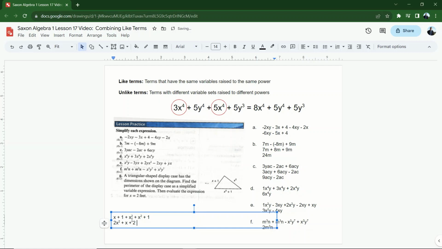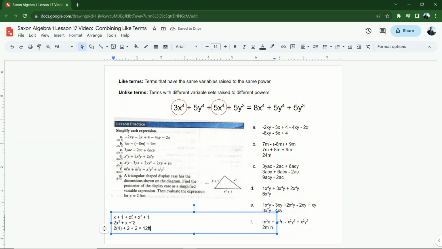All right, and now if we evaluate this expression for x equals 2, it's going to be 2 times 2 squared. Well, 2 times 2 squared is just 4. So it's going to be 2 times 4 plus 2 plus 2. That's going to be 8 plus 2 is 10 plus 2 is 12. The answer here is going to be 12 feet of perimeter. All right, and that's how you do it.